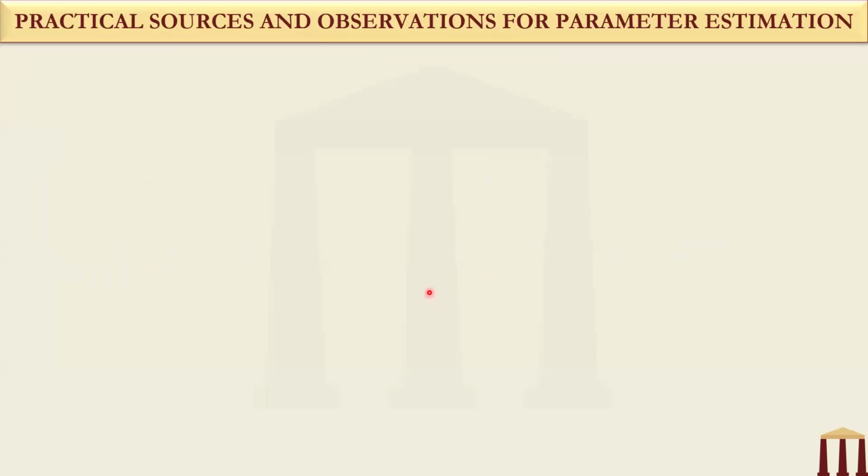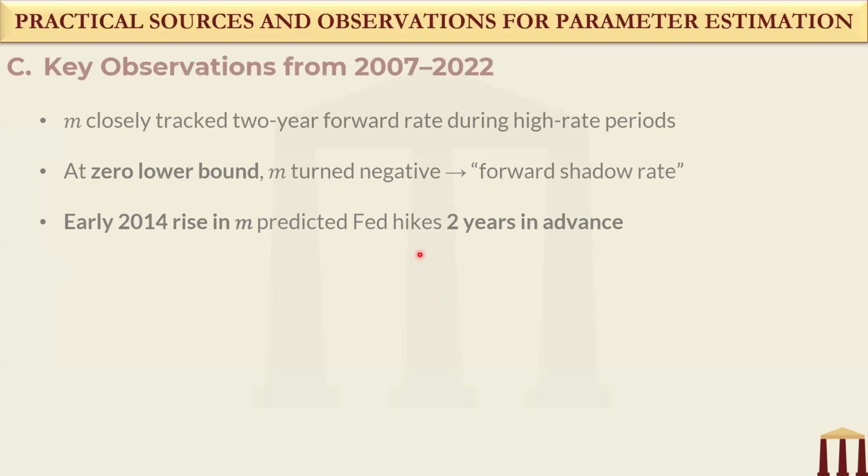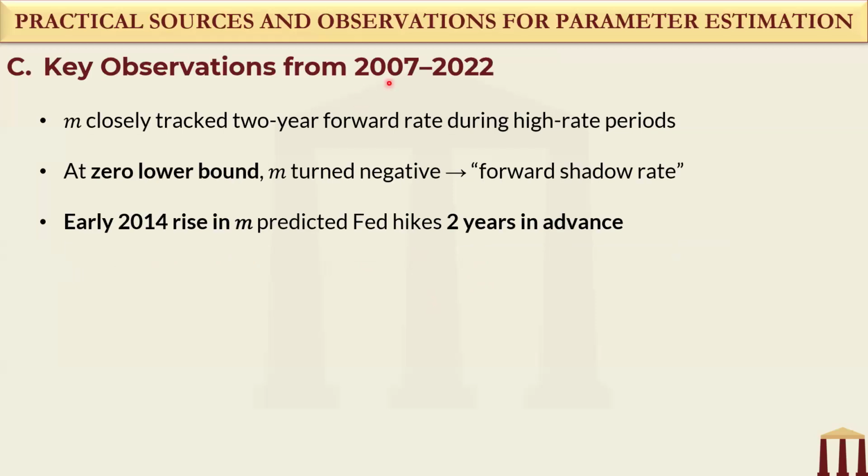And based on these practical sources, we also need to look into some key observations, some key patterns that we have seen in the market data, particularly from 2007 to 2022. Now, one interesting thing: the medium term factor M actually tracked the 2 year forward rate very closely during high interest rate environments. So that link is pretty solid.